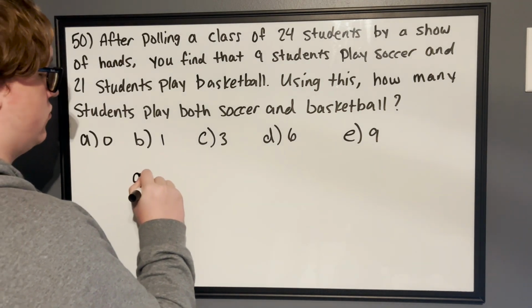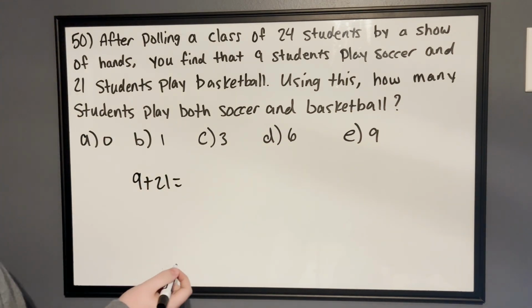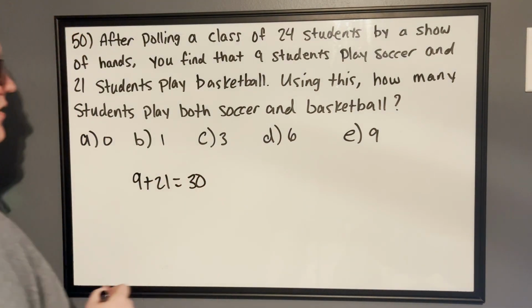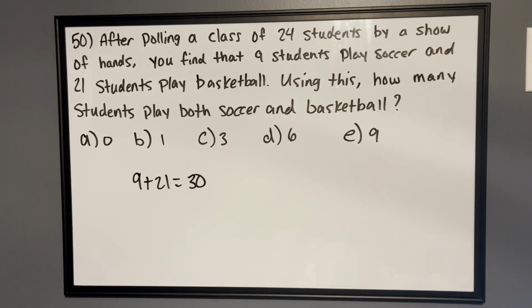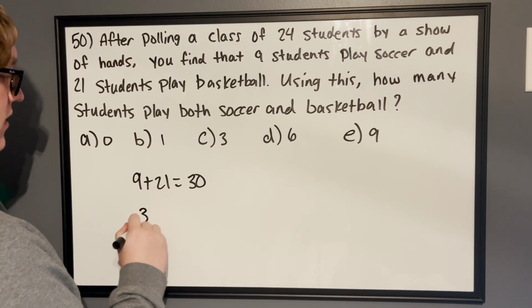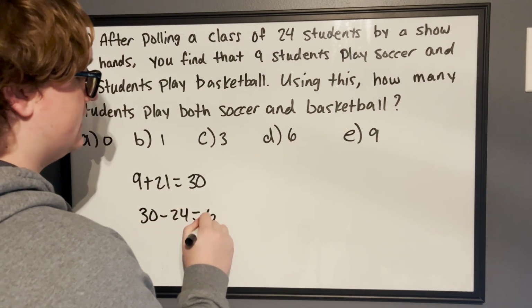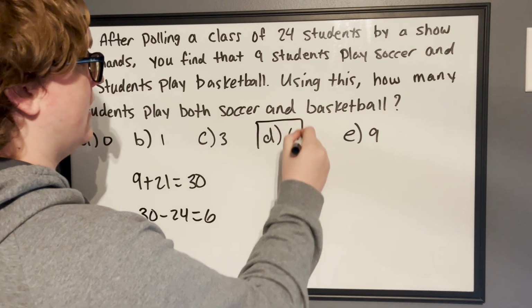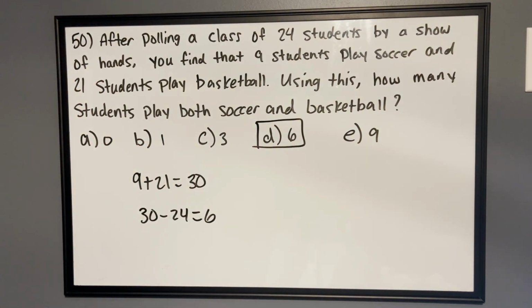We have 9 plus 21 as the total number of students who answered. Well, that's going to be 30. 30 students is more than 24, so that means some of those students must play both of them. To figure out how many, it's really as simple as subtracting the number of students in the class. So 30 minus 24 is 6. So our answer is going to be D, which makes sense because that would mean that 6 people would have had to have voted twice, which is why there's a difference of 6 votes. So that's it for question 50. Let's move on to question number 51.